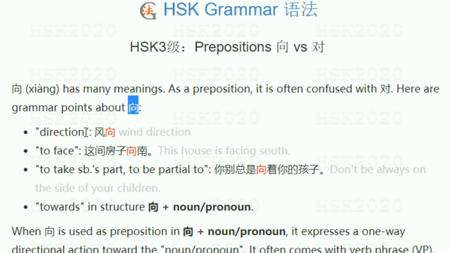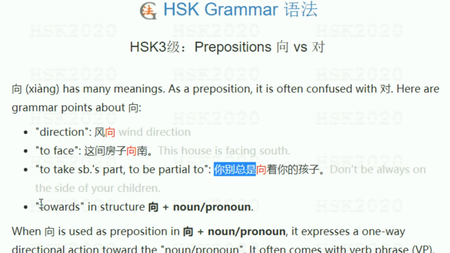First, as a noun, it means the direction. So, for example, 风向, meaning the wind direction. As a verb, it can mean to face. For example, 这间房子向南, meaning the house is facing south. Also, as a verb, it means to take somebody's part or to be partial to somebody. For example, 你别总是向着你的孩子. Don't always be on the side of your children.